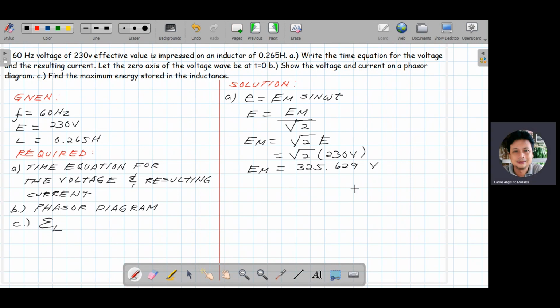So, pag nakuha mo na yung E maximum, kasi ang hinahanap ay equation, no? For the voltage and resulting current. So, kaya hindi natin ito lalagyan ng box kasi hindi naman yan talagang hinahanap. So, yung angular frequency, may formula na 2 pi f, which is equal to 2 pi multiplied by 60 hertz, which is equal to 377 radian.